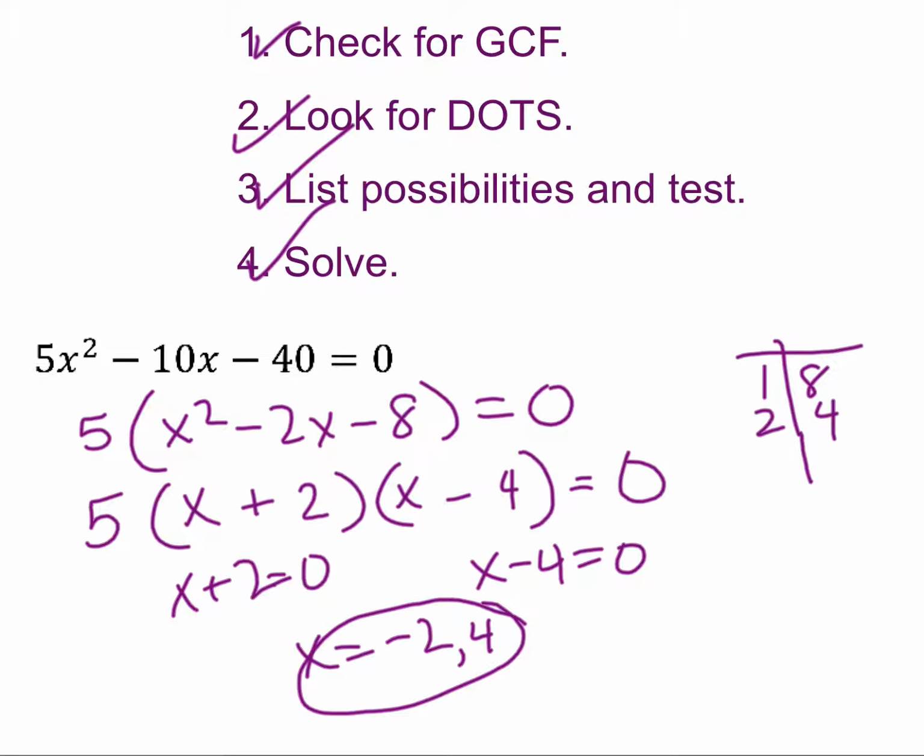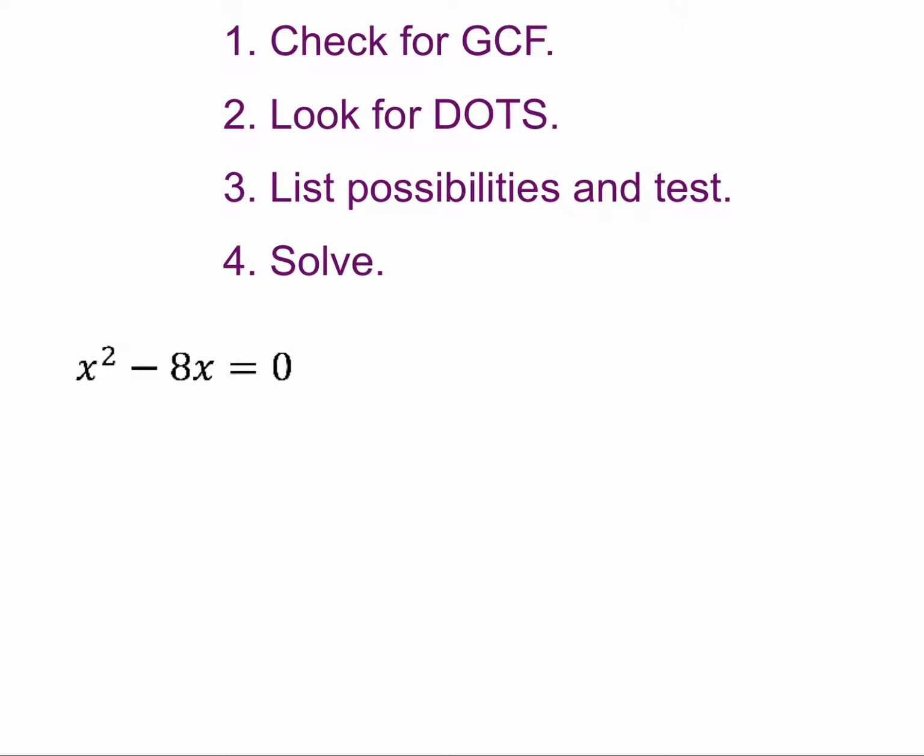Done. Next. Okay, now I have a little bit different. Check for GCF. It's already in standard form, so I can start by checking for a GCF, and there is a GCF. X is my GCF. So this one is a little bit different.